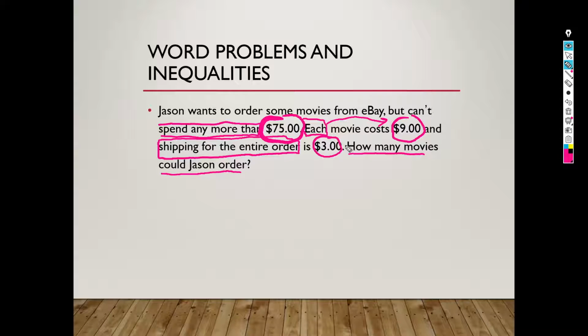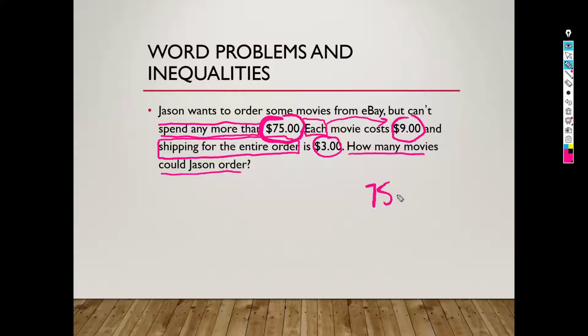So now after we box all these terms, we want to evaluate them. So, can't spend any more than. We want to think about what that means. If I can't spend any more than $75, then let's think about two quantities. Can I spend $76? No, I can't, because I can't spend more than 75. So 76 is more than that, so I can't do that. But I could do $74.